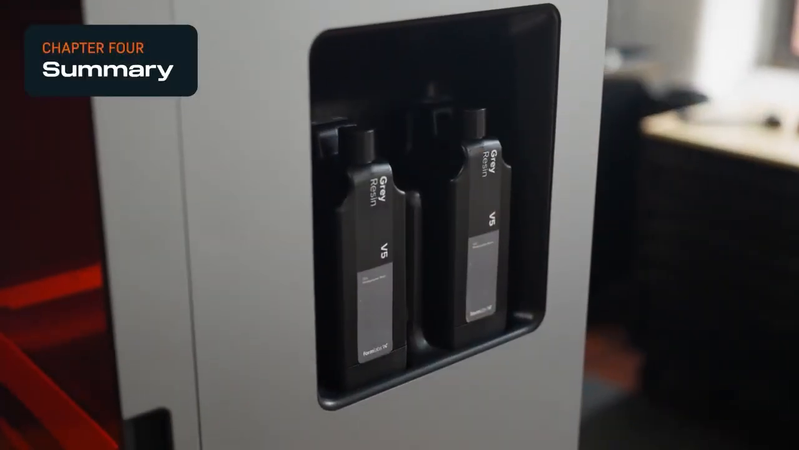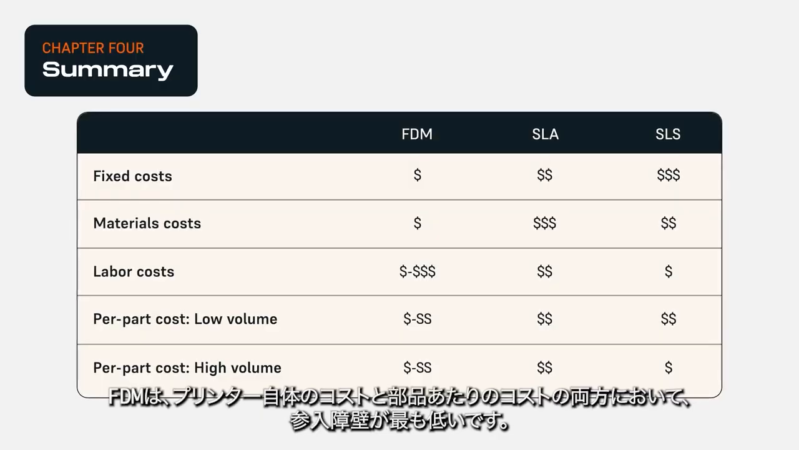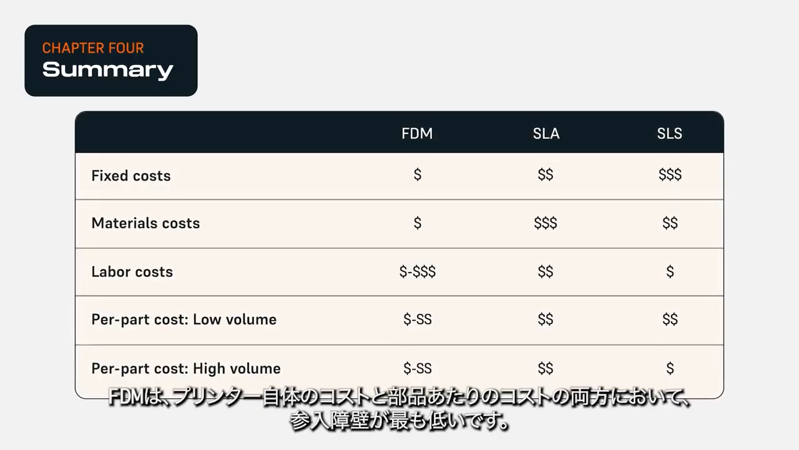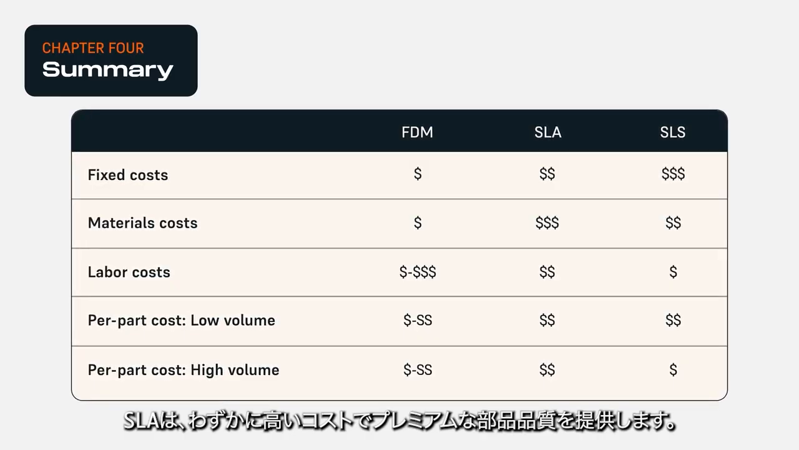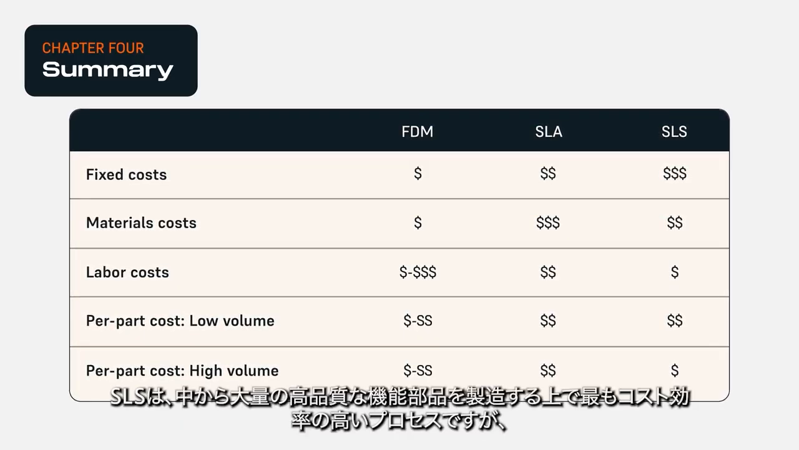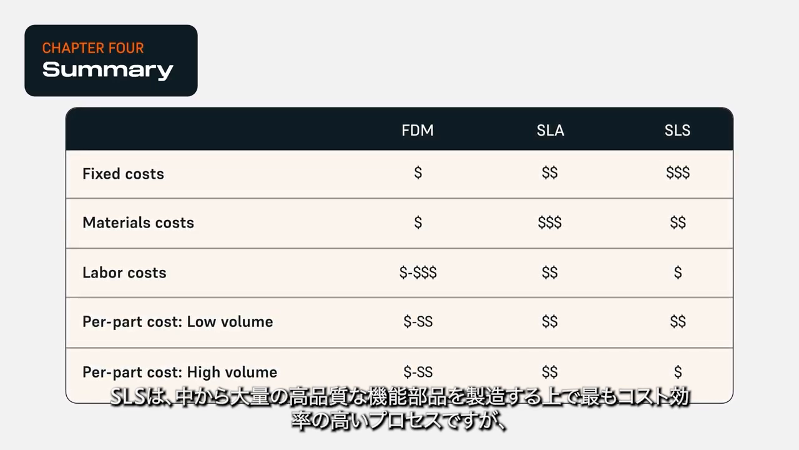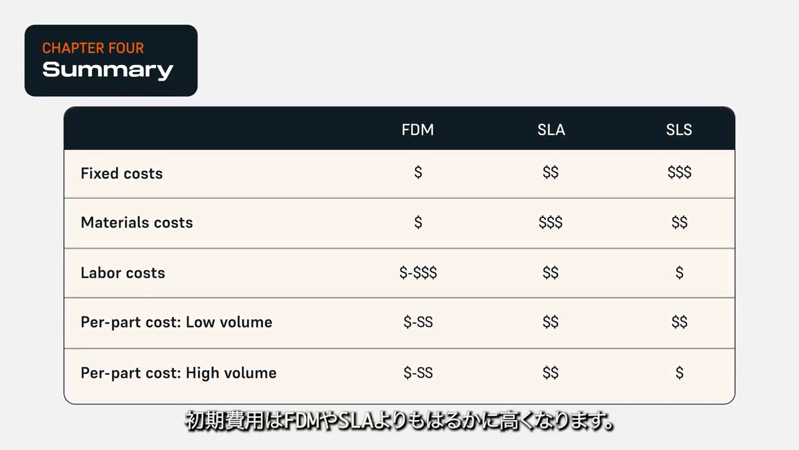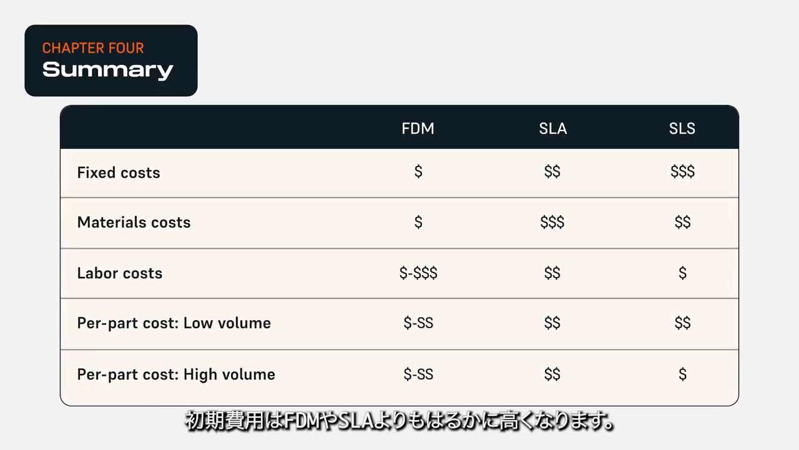To sum it up, FDM has the lowest barrier to entry when it comes to both the cost for the printer itself and cost per part. SLA offers premium part quality at a slight premium cost. SLS is the most cost-effective process for producing medium to large volumes of high-quality functional parts, but the upfront cost is much higher than with FDM or SLA.